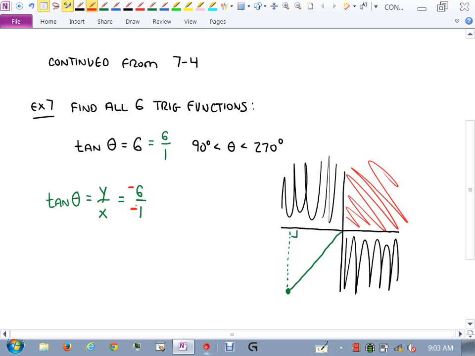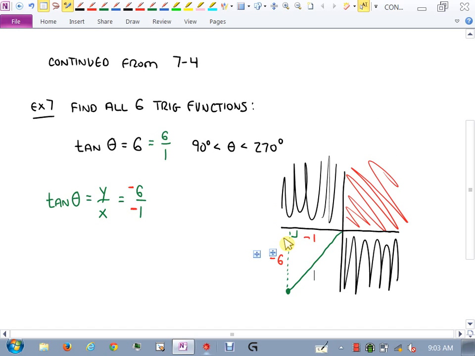Okay, so I'll label them over here. Our x-coordinate is -1. Our y-coordinate is -6. And of course, my triangle doesn't look like it's drawn correctly, right? Like this is, if I say that's 6 and that's 1, it doesn't look right, but that's okay. It doesn't matter. As long as we have it drawn, we're okay. So the only thing we're really missing then is r, right? Once we have r, we can do all the other trig functions.